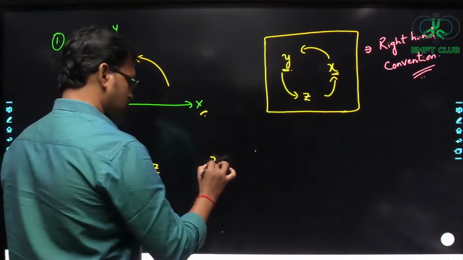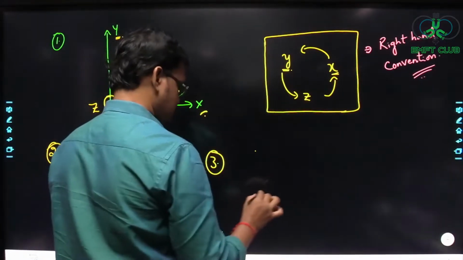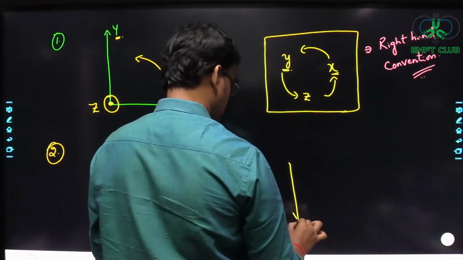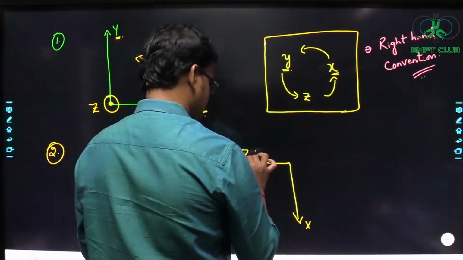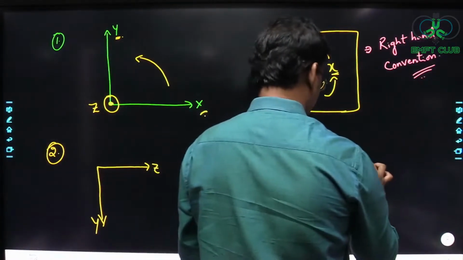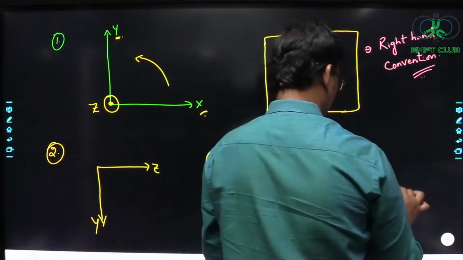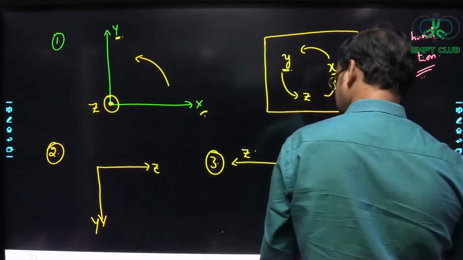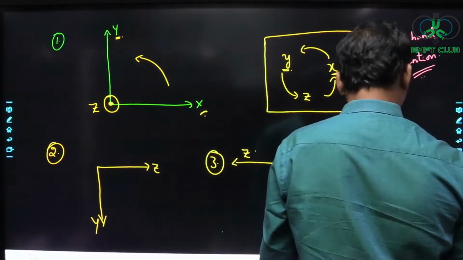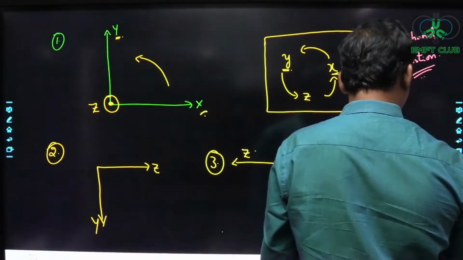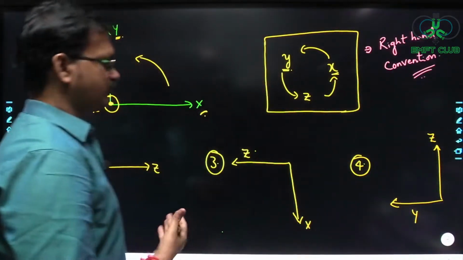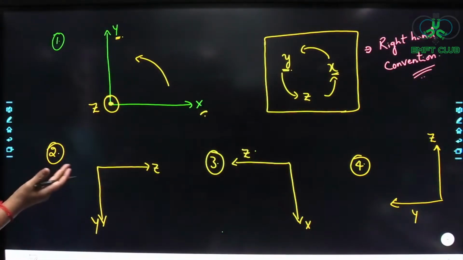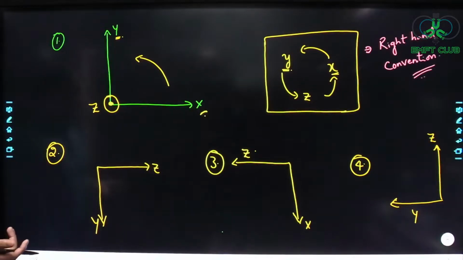Next, the third example I am considering. Let us say this is the x-axis and this is the z-axis, right? And the fourth one, let us say this is the y-axis and this is the z-axis. Okay, so I have taken a few examples. So here you have to tell me the third positive coordinate direction, right?